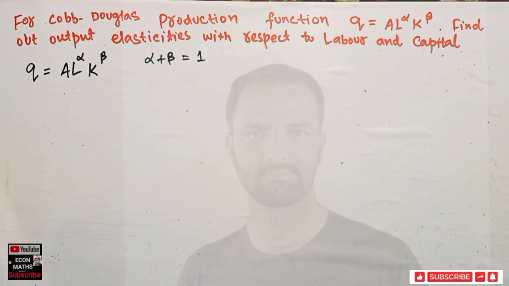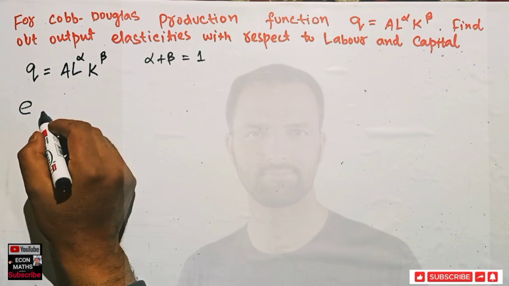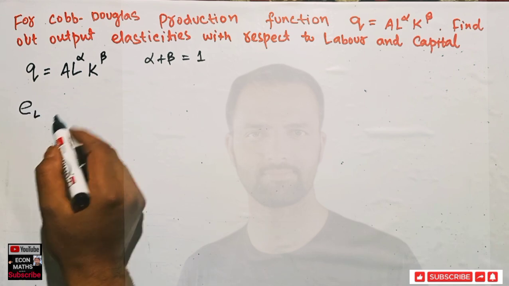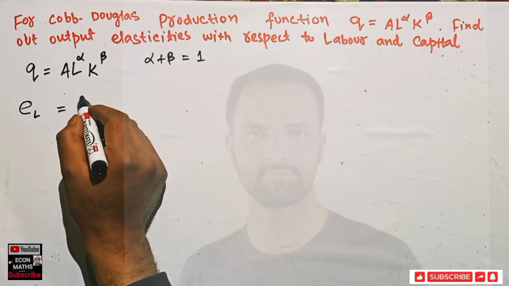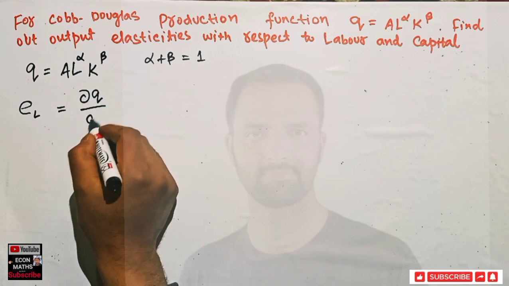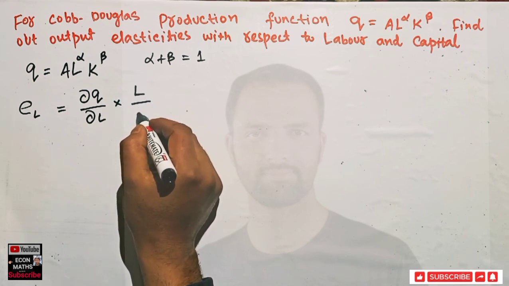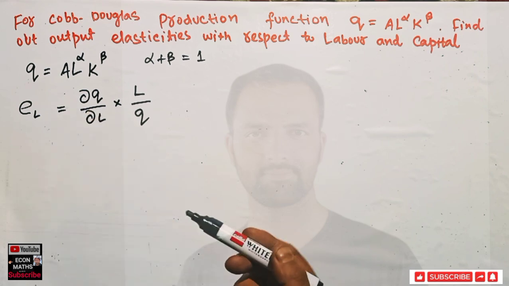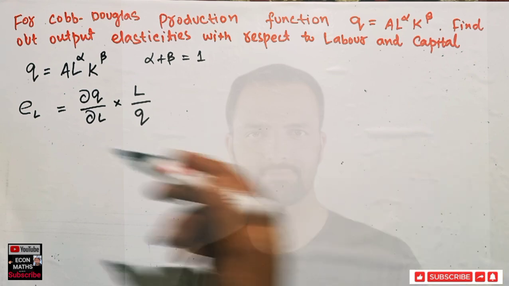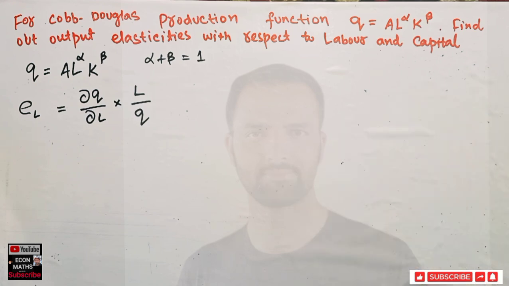What is the formula for finding the output elasticities? So let us denote E_L as the output elasticity with respect to L, that is given by the partial derivative of the production function with respect to L, multiplied by L upon Q. Okay, this is the output elasticity formula. Likewise, we have the price elasticity formula. Same as here, where we have Q and L, in price elasticity of demand we have price and quantity.